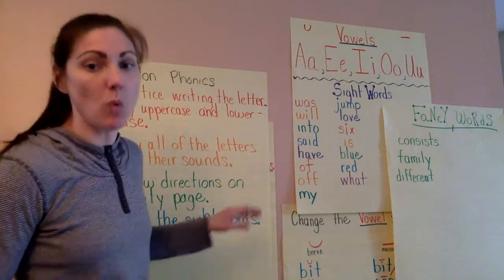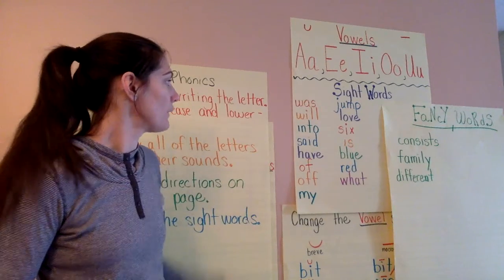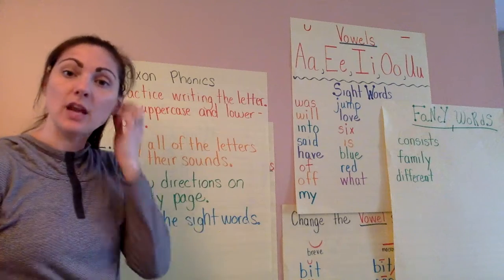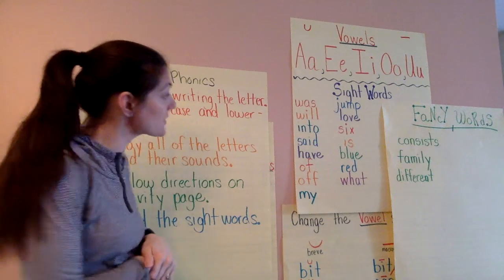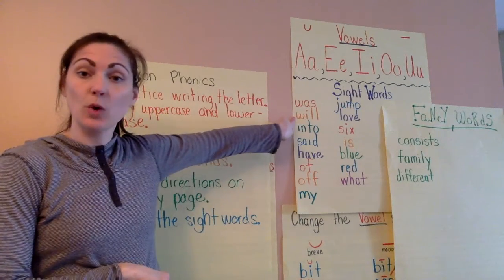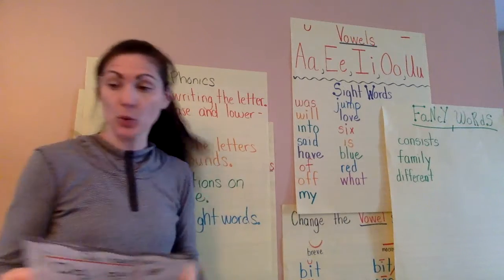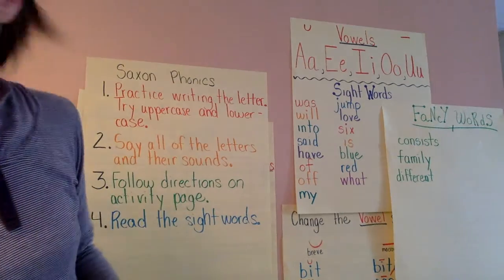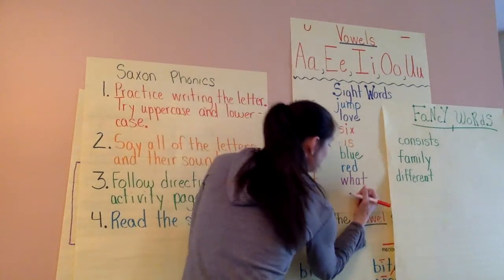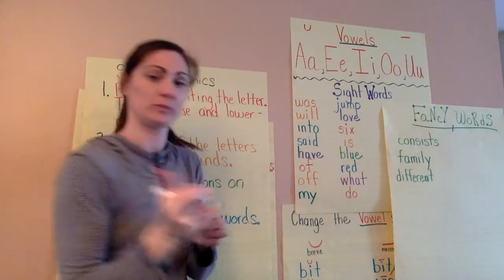Was. Can you find was on here? Point to it on the screen. If you pointed to this word, you are correct. Will. Can you find will and point to it on the screen? There's the word will. Do. We don't have do up there, so we're going to add do. Do is D-O. Do. Okay.